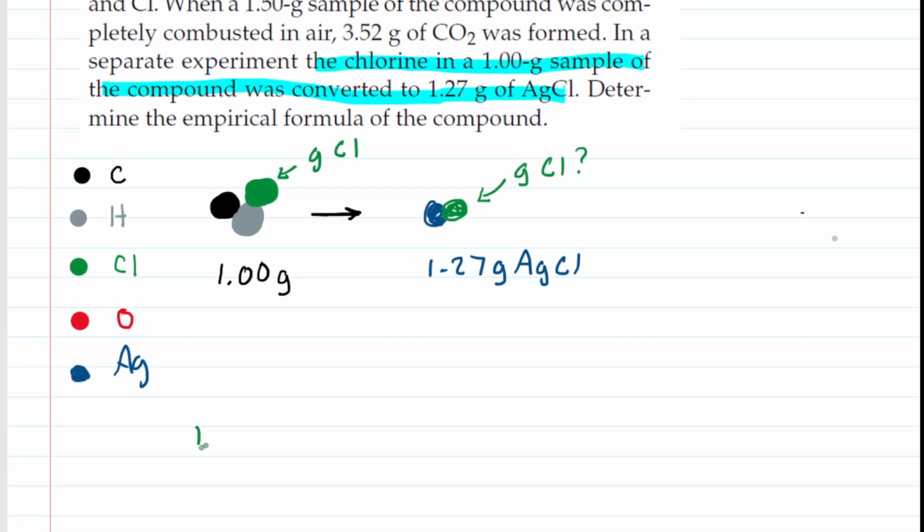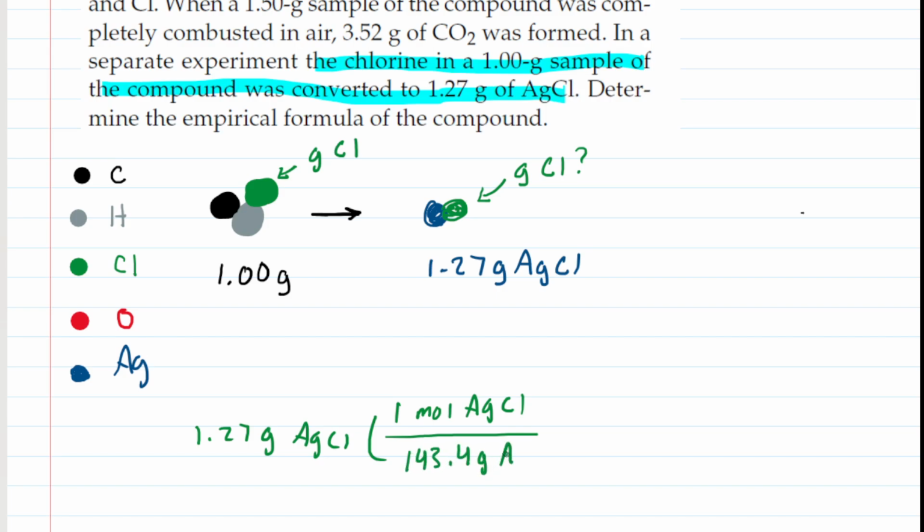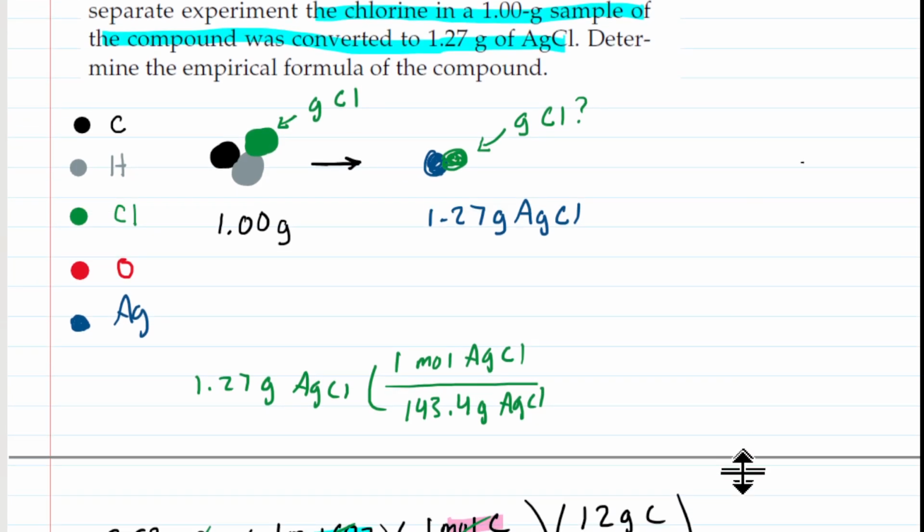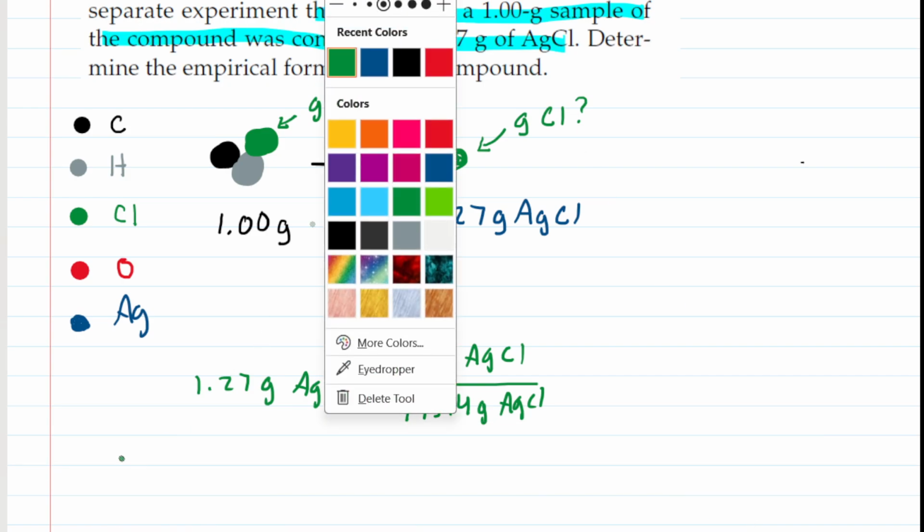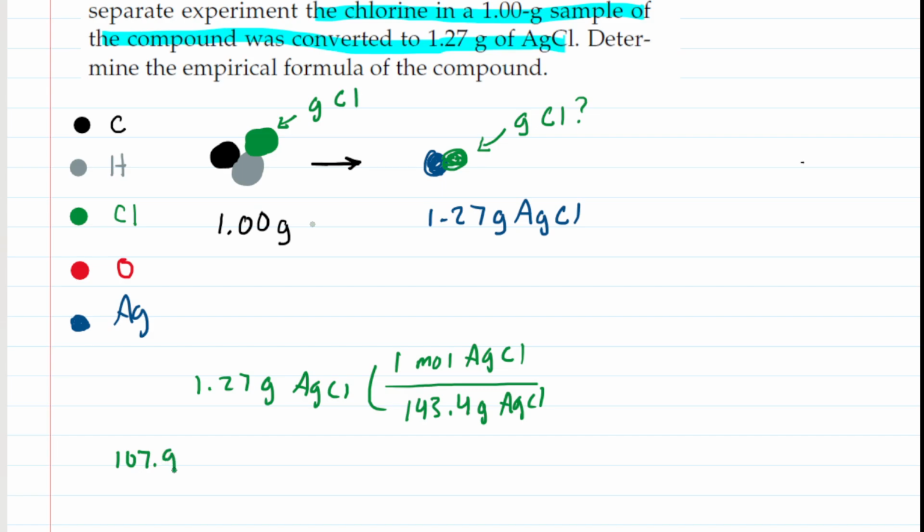Let's start out with the 1.27 grams of silver chloride, and we're going to convert that into moles of silver chloride. So 1 mole of silver chloride, and we're going to look up the molar mass now, is 143.4 grams of silver chloride. Again, we just use the periodic table for that calculation. If you look up the mass of silver, you would get around 107.9, and then chlorine is 35.5. So you just add those together to get the 143.4.